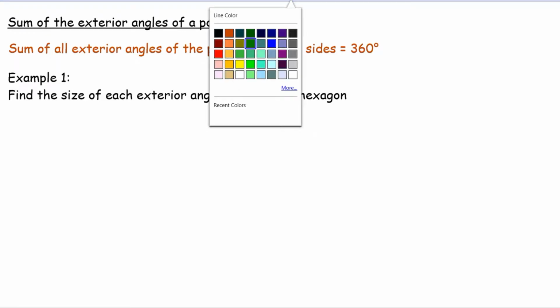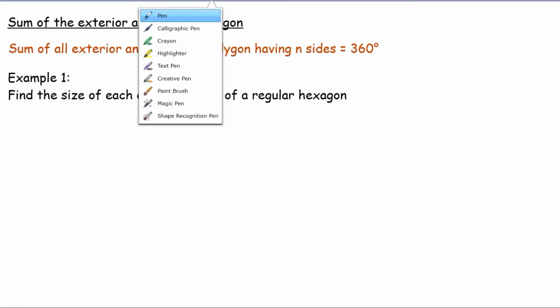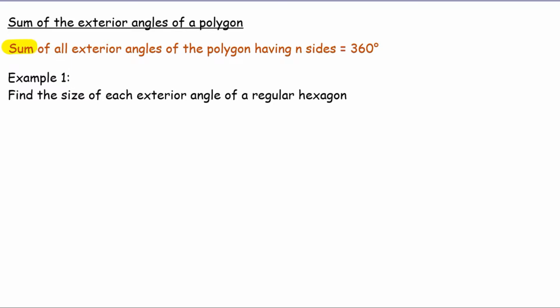Now I'll start by making this statement. Sum of exterior angles of a polygon is equal to 360 degrees. Why? There are many ways of proving this, but I'll just show you a visual proof that hopefully will help you understand why the sum of all exterior angles of a polygon is 360 degrees.